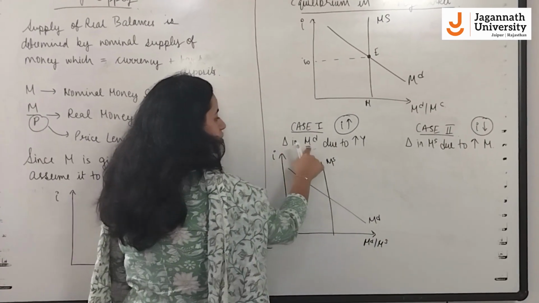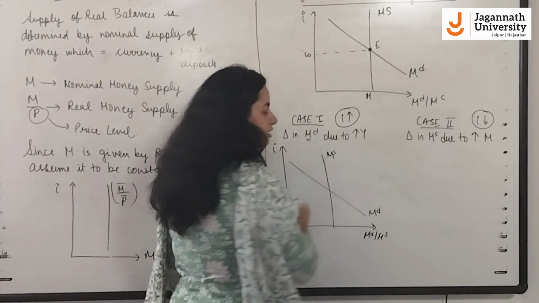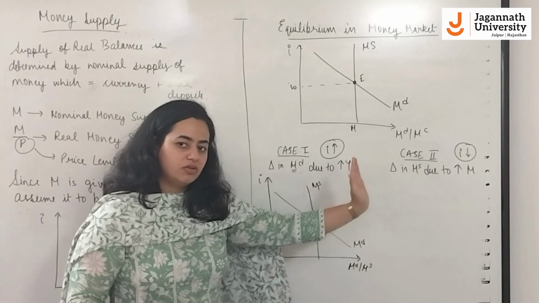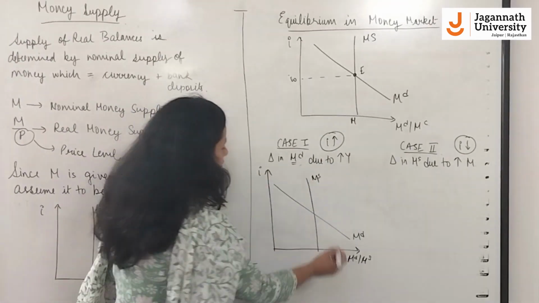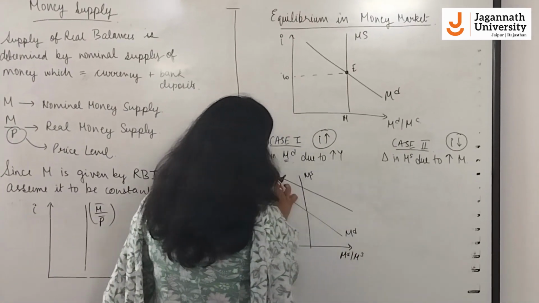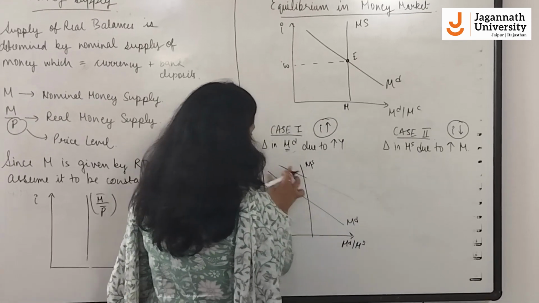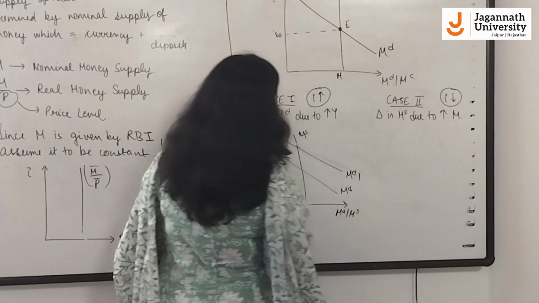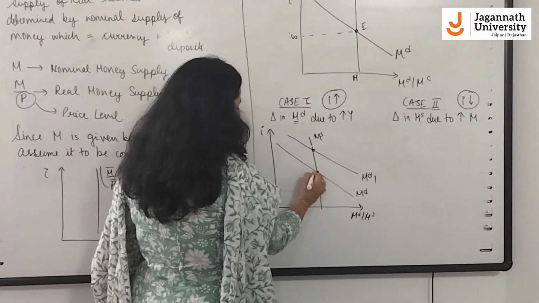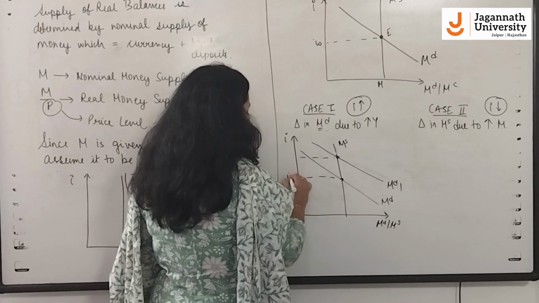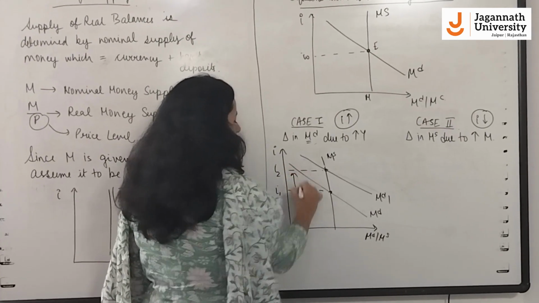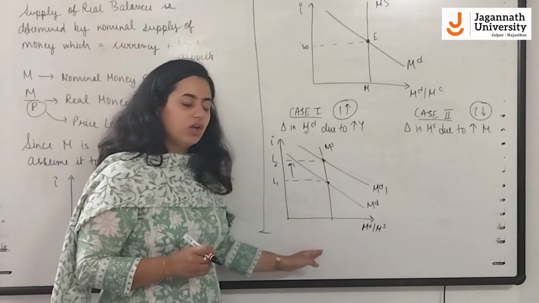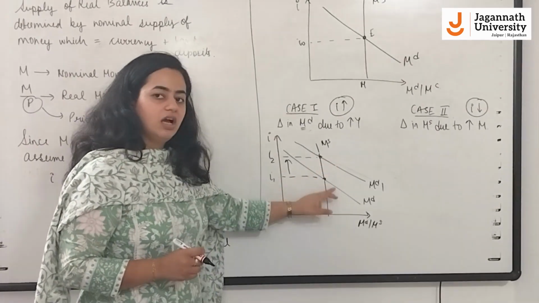Now suppose there is a change in money demand due to an increase in income. You remember we did shifting in money demand, where the money demand curve shifts rightward due to a change in income. If the money demand curve shifts rightward parallelly, what happens? We see that the interest rate goes up from I1 to I2. Why is this happening? Because money supply is not changing, only money demand is shifting upwards.